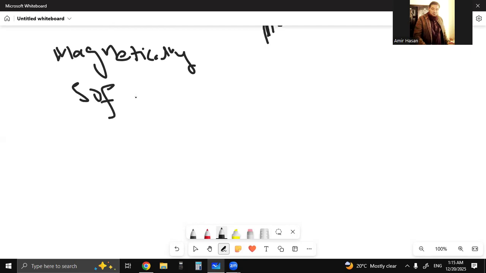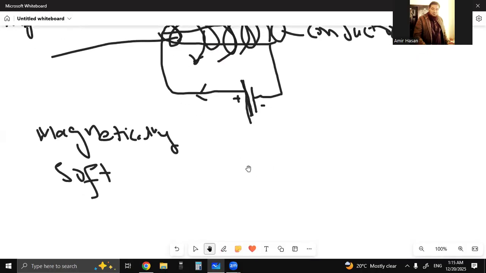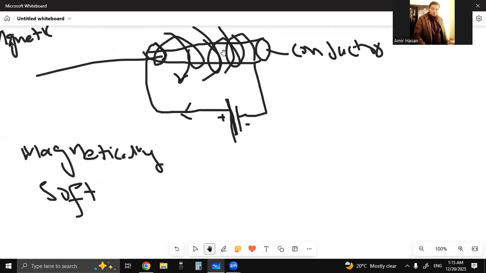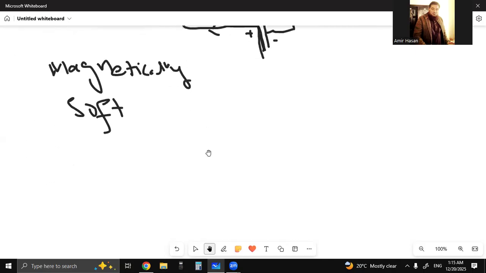Now, students, what are the hard magnetic materials? When, due to electricity, we change a magnetic material into a magnet and it retains its property for a long time, this is the hard magnetic material. When we change a conductor or magnetic material with the help of electricity into a magnet and it does not retain its property for a long time, these are the soft magnetic materials.